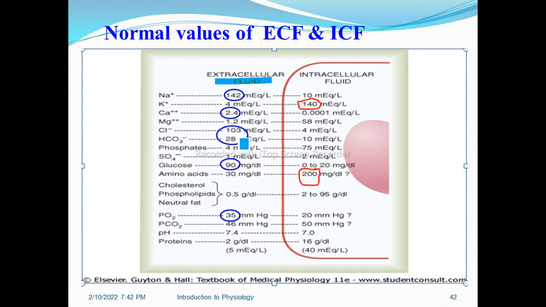Bicarbonate is 28 in extra and 10 in intra. Phosphate is 4 in extra and 75 in intra. SO4 is 1 in extra and 2 in intra. Glucose is 90 in extra and 0 to 20 in intra. Amino acids are 30 in extracellular and 200 in intracellular. Cholesterol, phospholipids, and neutral fat are 0.5 in extra and 295 in intra. PO2 is 35 in extra and 20 in intra, and PCO2 is 46 in extra and 50 in intra. pH is 7.4 in extra and 7 in intra. Protein is 2 in extra and 16 in intra. So this is about the normal values of extra and intracellular fluids.